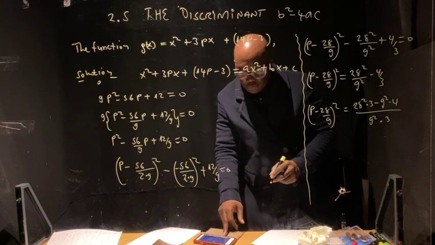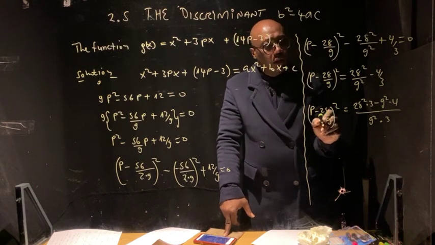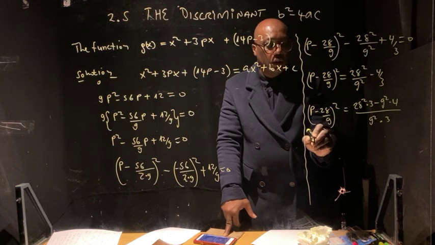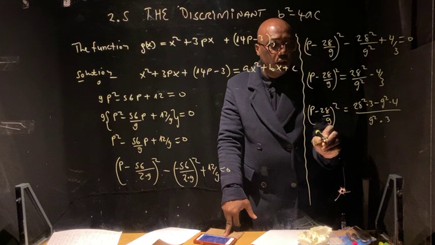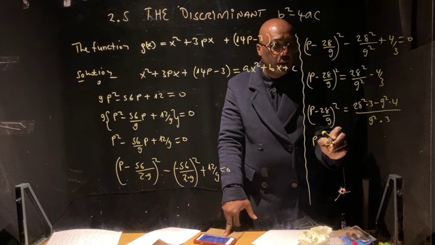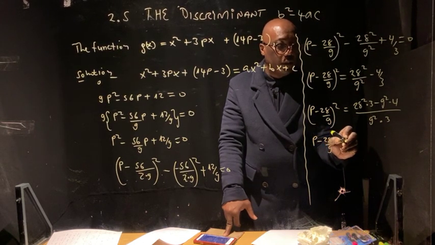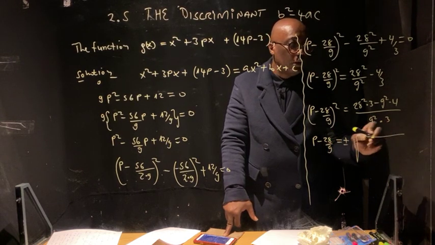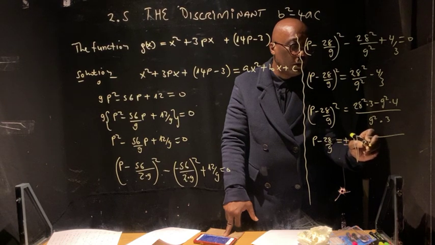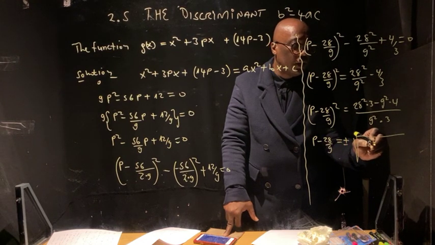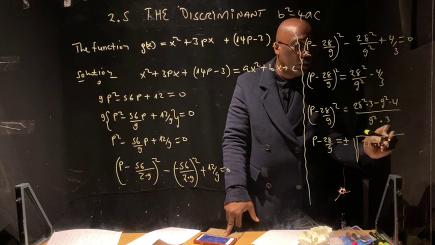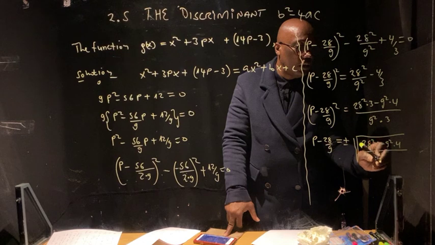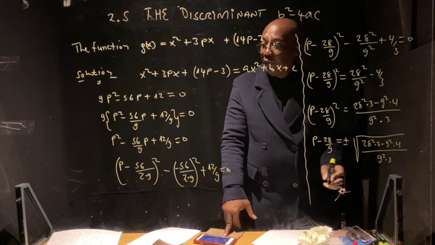Do we have enough space? I think so. We are going to take the square root on both sides. So we have p minus 28 over 9 equals plus or minus the square root of the big one: (28 squared times 3 minus 9 squared times 4) all over 9 squared times 3. Good.